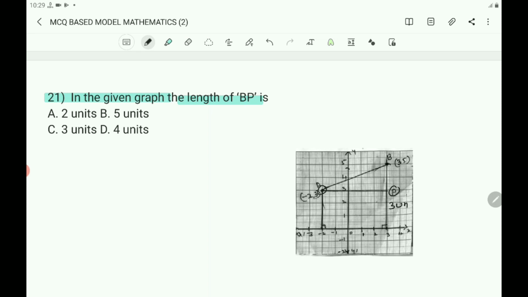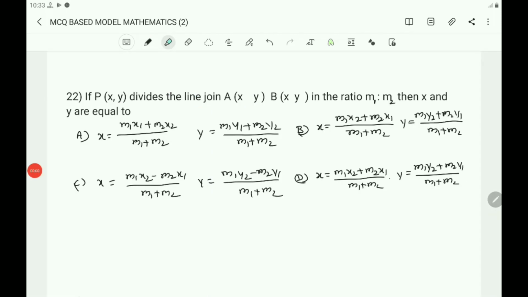And B is a point at a distance of 5 units from the x-axis. So you can have 5 minus 3 equals 2 units. That you can also get roughly by counting the boxes, because one box means 1 centimeter, that is, 1 unit you have taken. So you can consider it is 2 units. By observing the graph you can find it is 2 units. The answer is option A, 2 units.